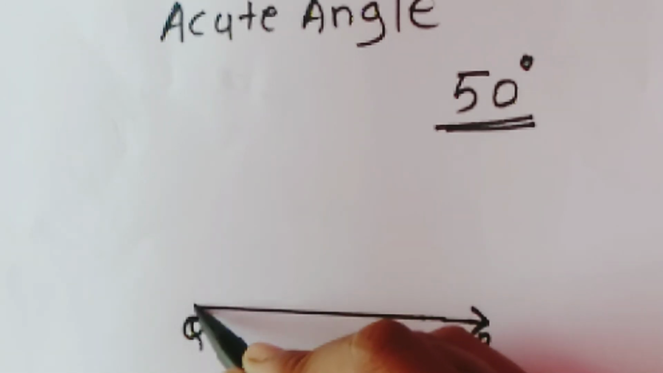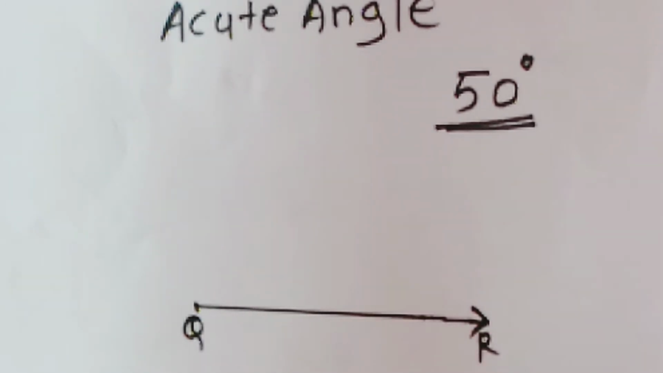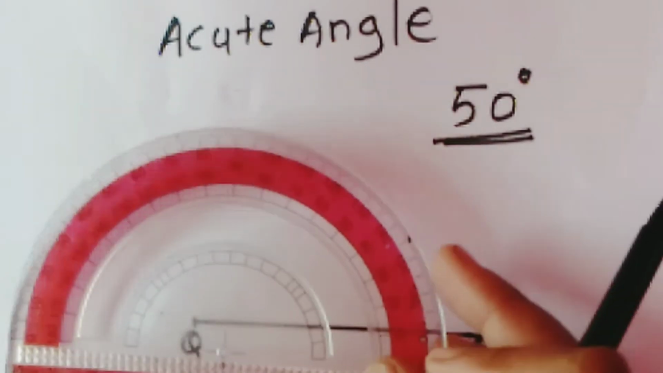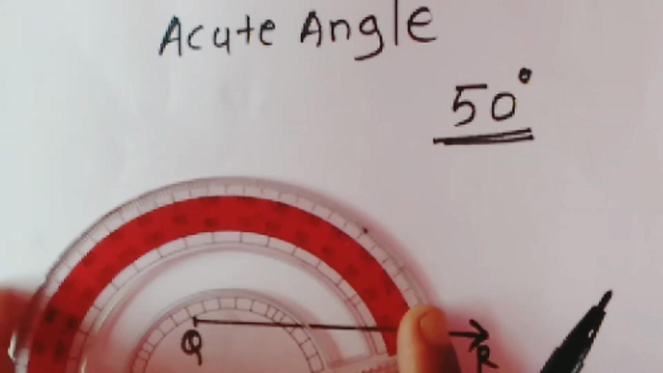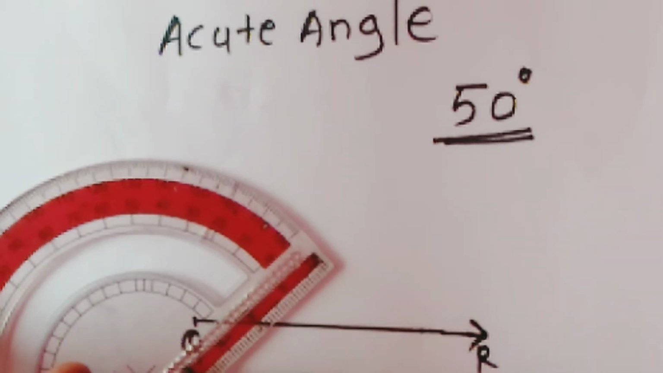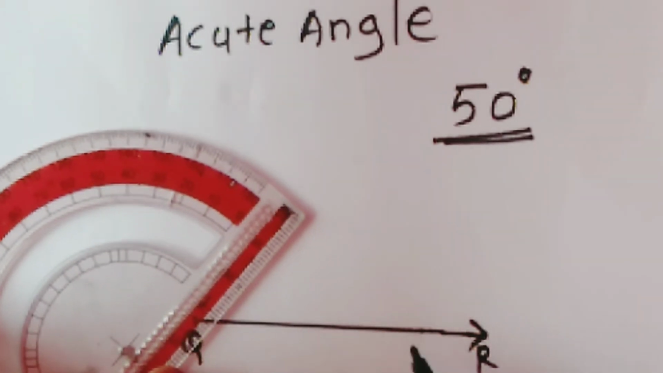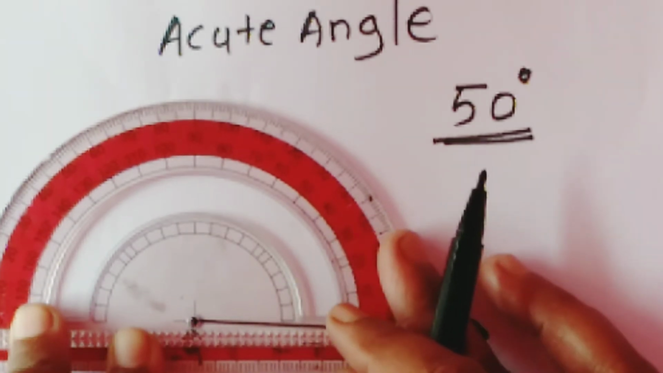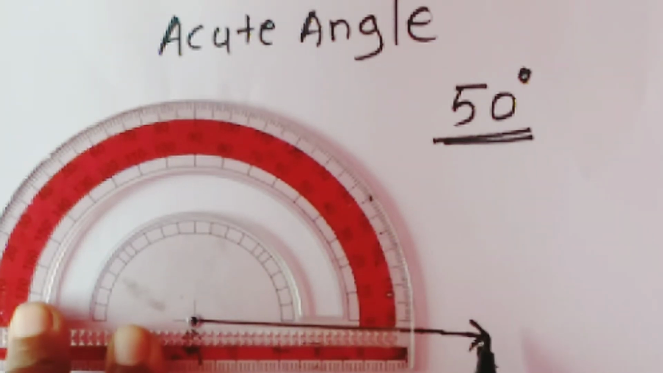Then at this point Q, you have to place the middle portion of the protractor, and this line is exactly touching this line. So place your protractor like this. Then here is the arrow, so you have to measure the scale from this side.